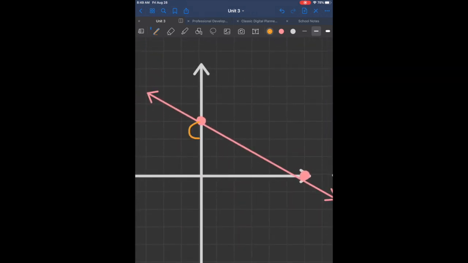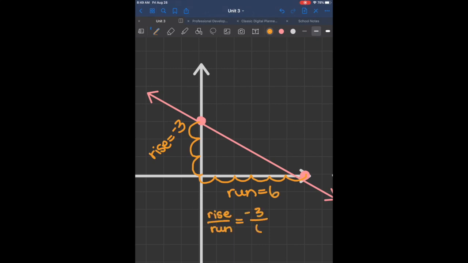So this line is obviously going down from left to right, so we count down first. Our rise is going to be -3. Our run is going to be 6. So as our fraction, we get -3 over 6, which simplifies to -1/2. So that's a negative slope because it's a negative number.